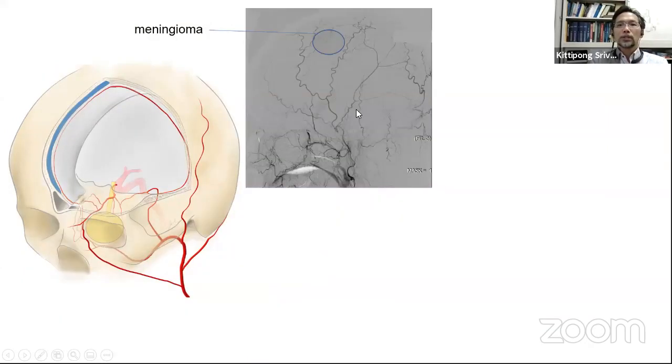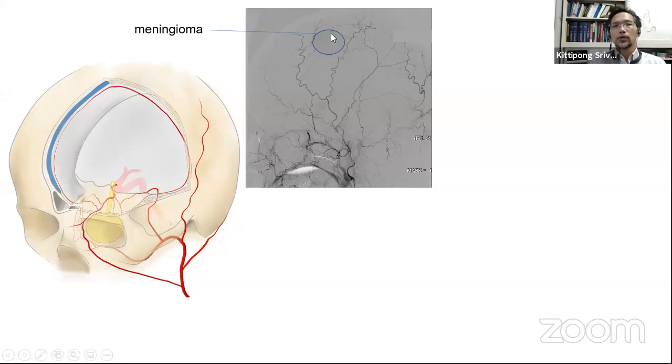Okay, so this is another case. Just think of the connection of the MMA and the ophthalmic artery. There's a meningioma over here. We expect to see a tumor stain. Sometimes you don't see it, but in this case we expect to see a tumor stain here. So we injected the external carotid artery, but we don't see it. Why is that? We have the MMA here, but we don't see it.